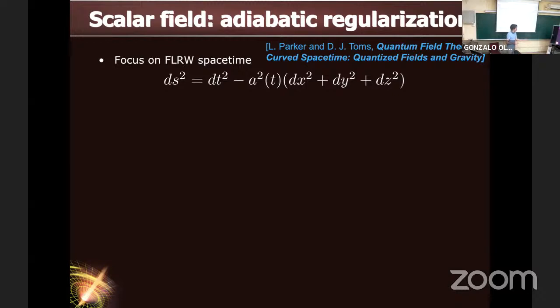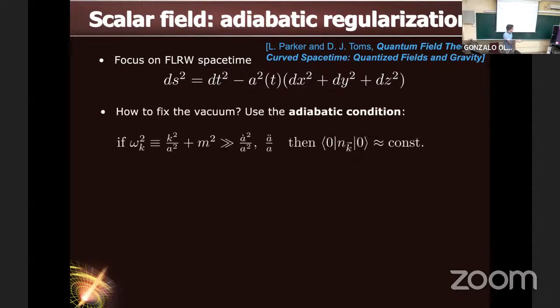And you can find a really nice introduction to the topic and adiabatic regularization in the famous book by Parker and Thomas. Especially all this first part about the scalar field and quantum theory of the spacetimes in general. Okay, so what I was talking about, the vacuum. What kind of condition can we use to specify physical vacuum states only?